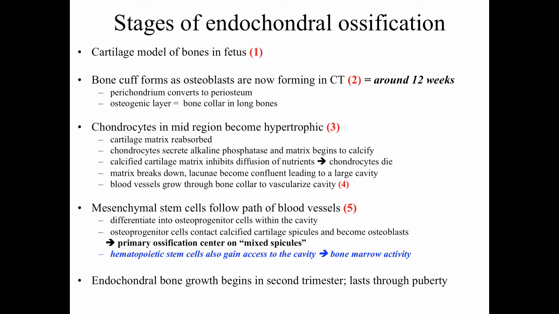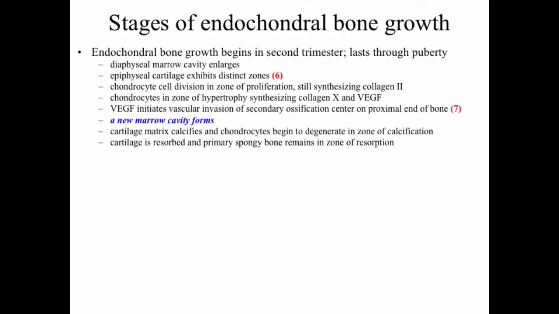Now, endochondral bone growth is actually going to begin in the second trimester, and it's going to last through puberty. As we describe endochondral bone growth, essentially the diaphyseal marrow cavity is going to enlarge, and epiphyseal cartilage is going to begin to be oriented in these distinct zones that we showed you earlier in the histological images.